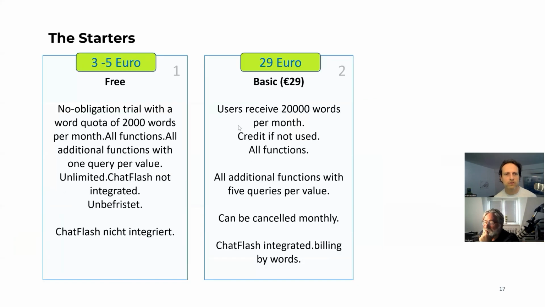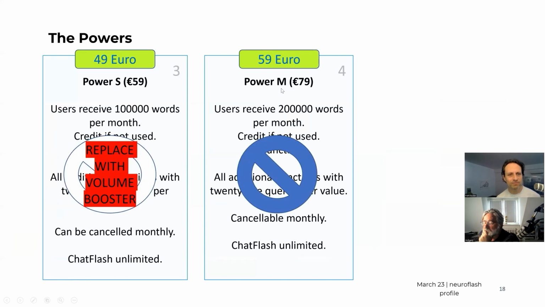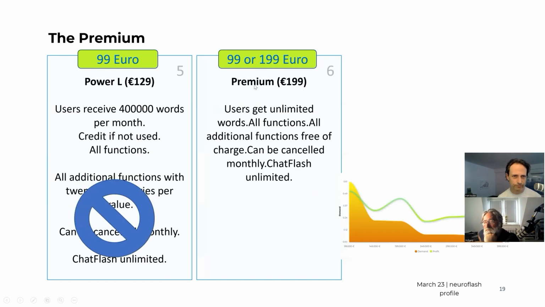The free version is worth 3 to €5. The basic 29, S is worth 49, M 59, L 90, or the premium 99 or 199. Cool.